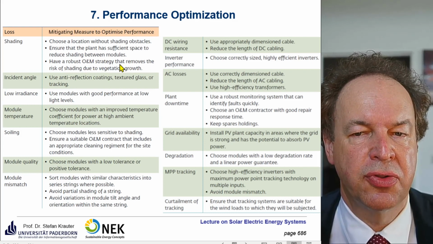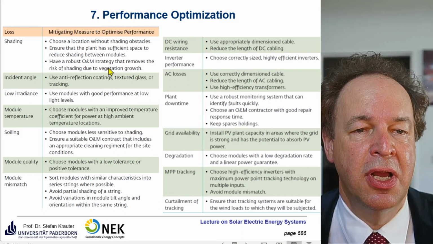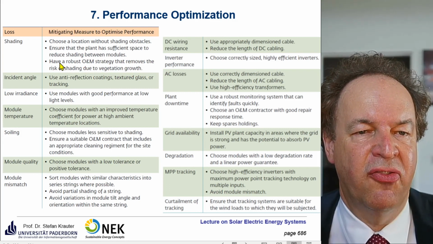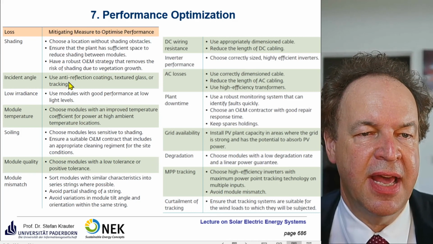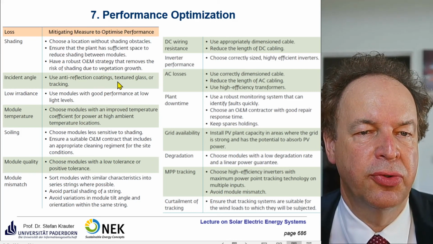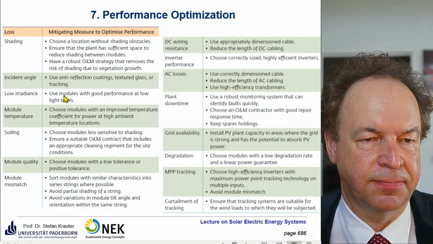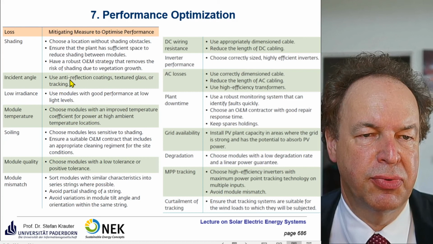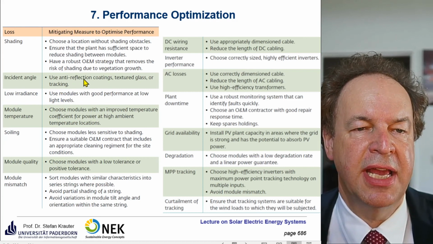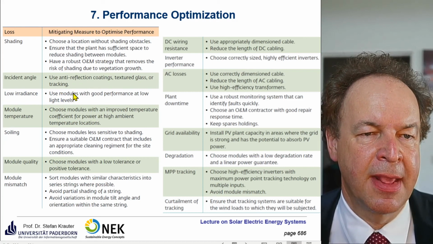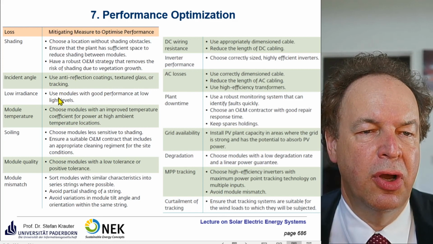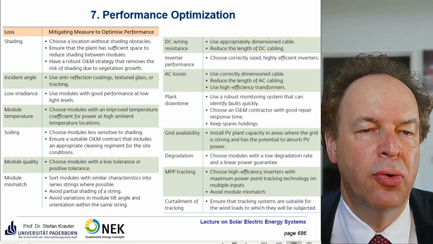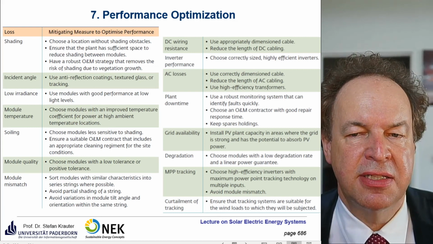due to vegetation growth. So you have a gardener there or something like this who cares that the vegetation isn't causing any performance issues. The incident angle: anti-reflective coating, textured glass, and so on. We already calculated how much the gain is by anti-reflective coatings and so on. Tracking low irradiance. So you choose modules which offer a good performance at low irradiance levels.